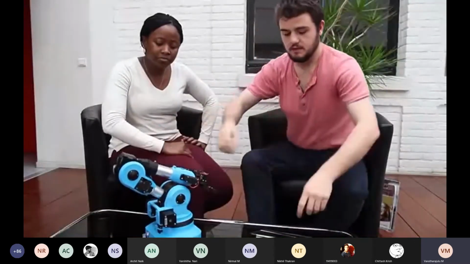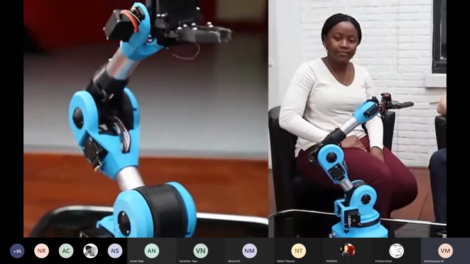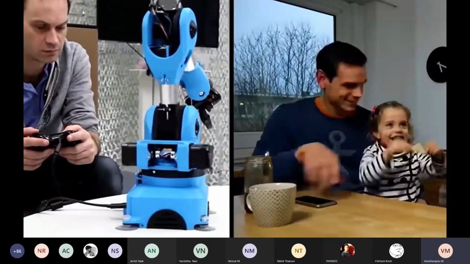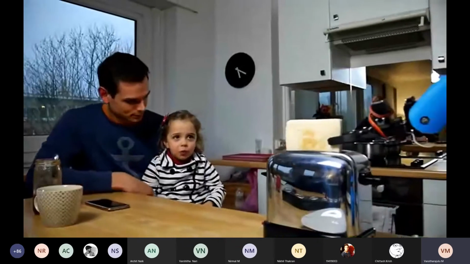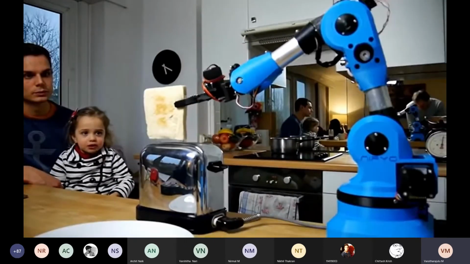Controlling Nereo One is so easy. You can teach the robot what you want it to do just by moving it with your hands. Want to use a gamepad? Here you go. You can use the mobile and web applications to have more control over the robot and control it from a remote place.